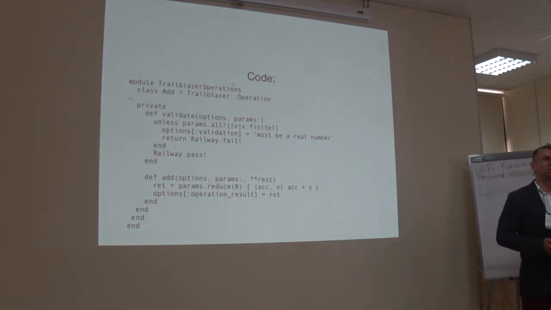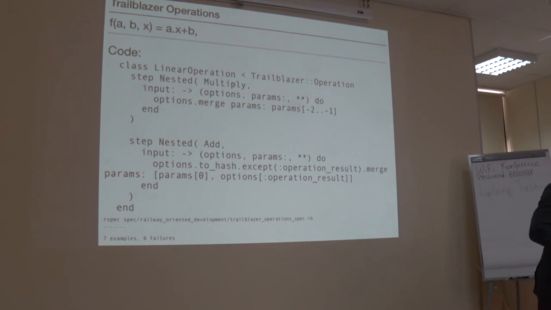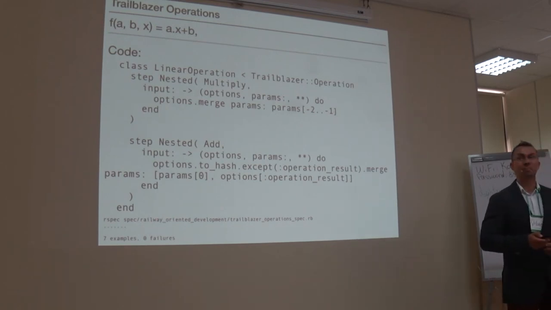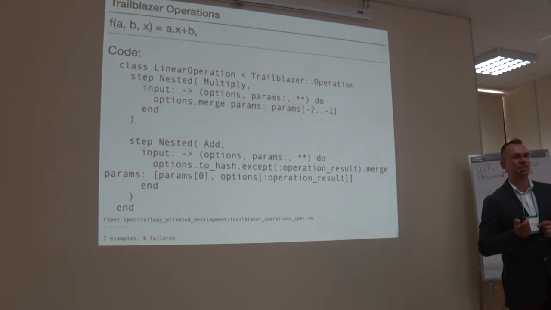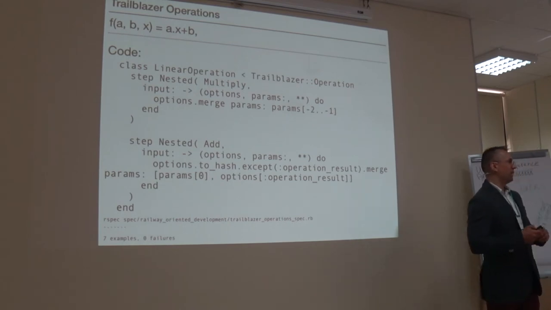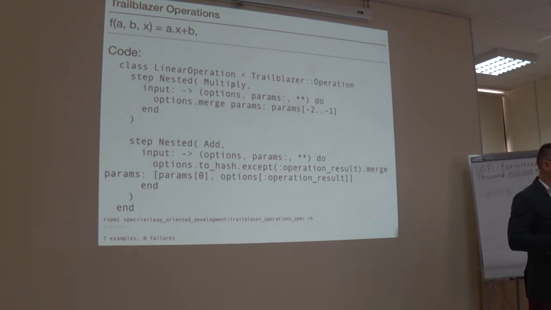The add operation is simple because we are summing all the numbers together. So this was the implementation of the add method. The implementation of the multiply method would be exactly the same, so I'm not going to show it here. But since we are headed toward the linear function, here is the implementation for the linear function. We decompose the mathematical operations from the linear function into one by one representation of calling operations. So we have two steps. We are calling the multiply operation nested inside the linear function, and after that, we are calling the add operation nested inside the linear function.